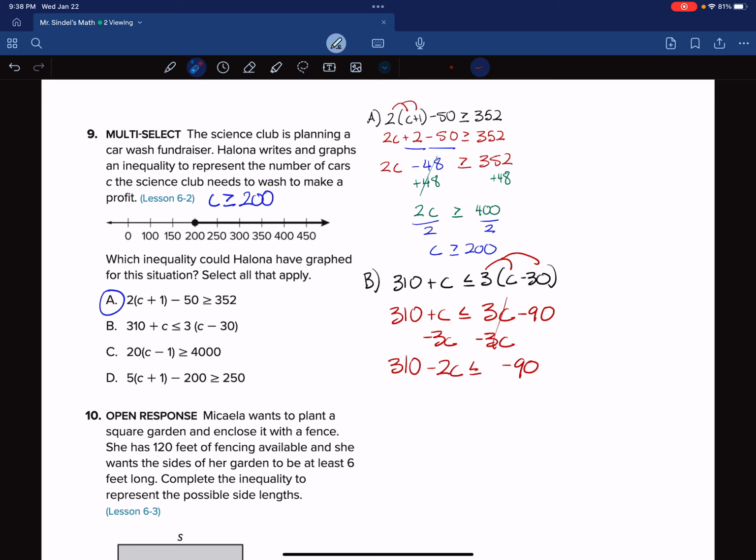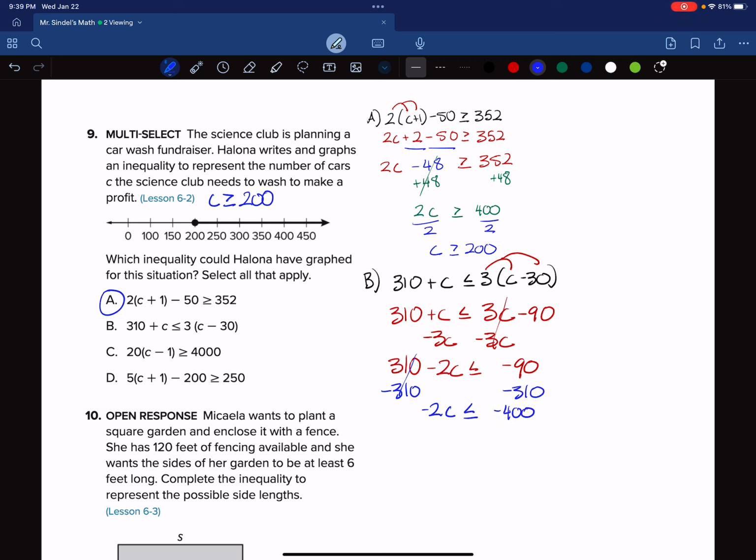Now, since I've dedicated the left-hand side for my variables, my right-hand side must be dedicated to my constants, aka my numbers. Let's go ahead and subtract 310, subtract 310, and that's going to move that, and I have a negative 2C is less than or equal to a negative 400.